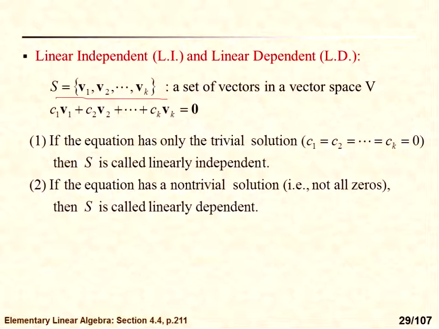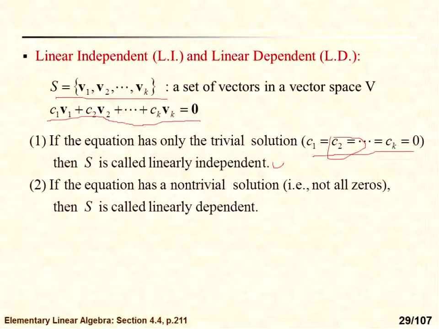So this is the definition of linear dependence and independence. It says that if we have a set S of vectors in a vector space V, and we multiply and add them, c1v1 + c2v2 + ... + ckvk = 0, and the equation has only the trivial solution, meaning all the c's are equal to 0, c1 = c2 = ... = ck = 0, then S is called linearly independent.